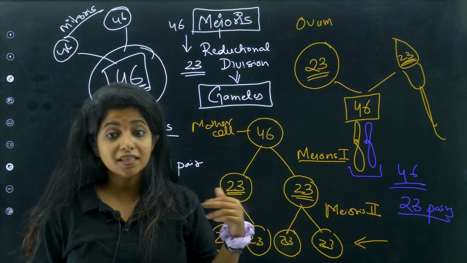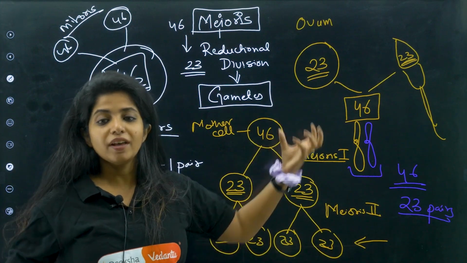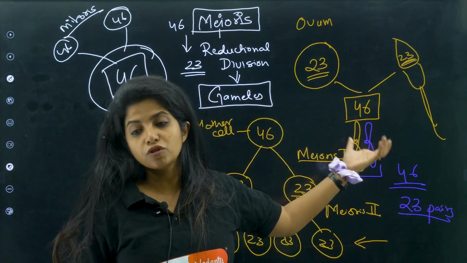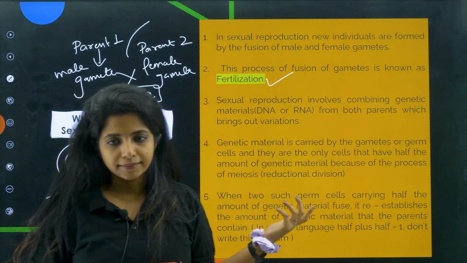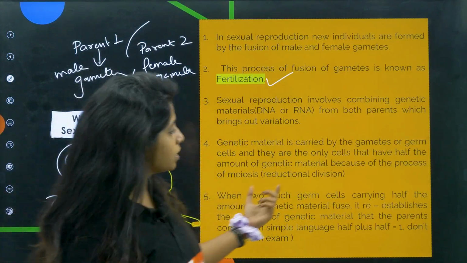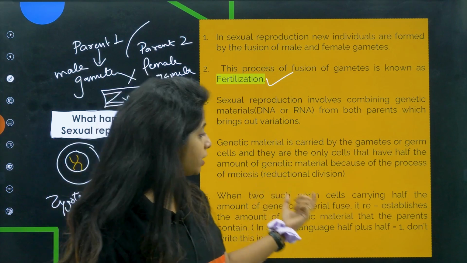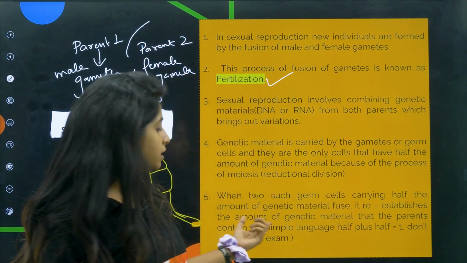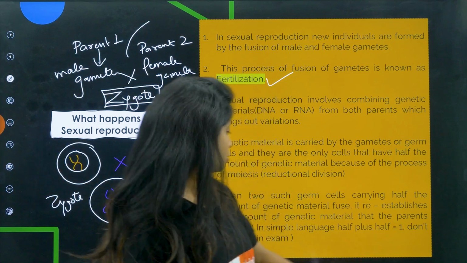And this is done. Why is it done? So that when the fusion happens, again, the zygote will have the number of chromosomes just like all the other cells of our body. Okay? So when two such germ cells carrying half the amount of genetic material fuse, it re-establishes the amount of genetic material that the parents contain. In simple language, half plus half is equal to 1.